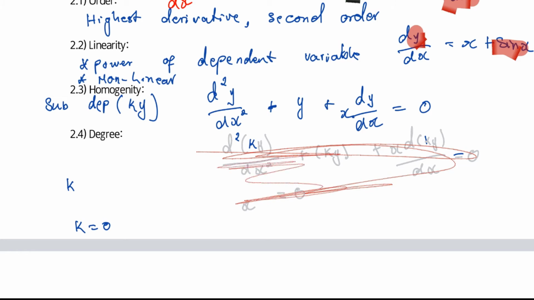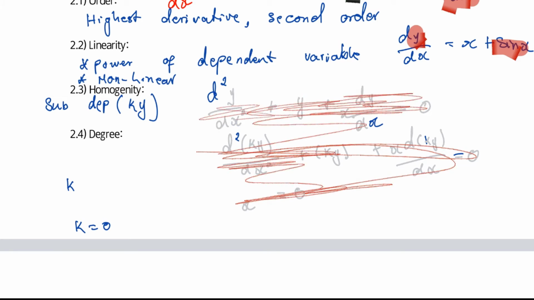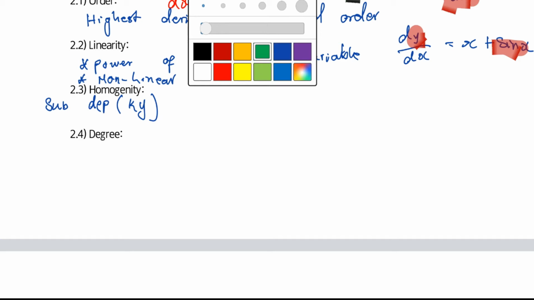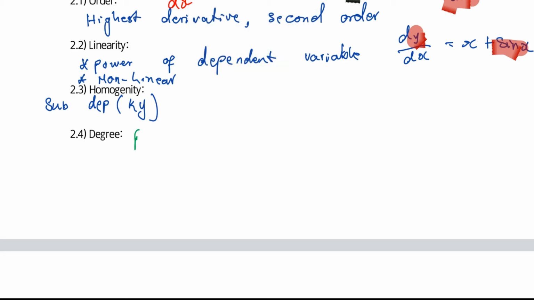Let's move on to degree. I'm just going to show you how to find a degree. For degree, you are checking the power of the dependent variable in the highest derivative. Actually, you are just going to check the power of the dependent variable in the highest derivative.